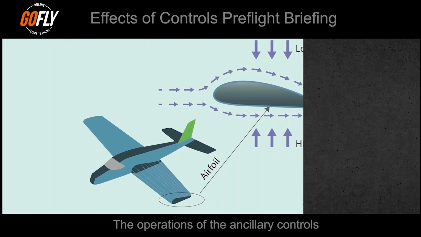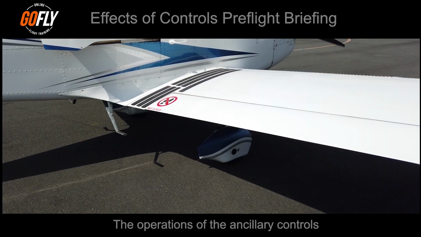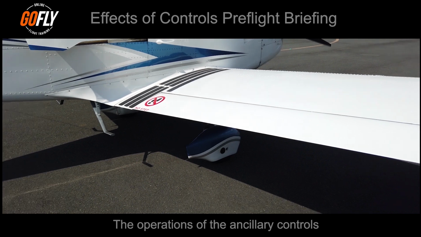If we look at the cross section of a wing, we can see that the top of the wing is curved compared to the underside of the wing. We call this curvature camber. When we increase our camber, we increase the amount of lift being produced.